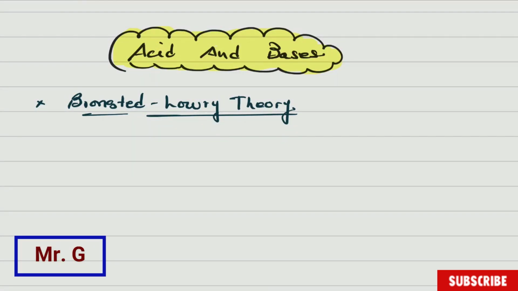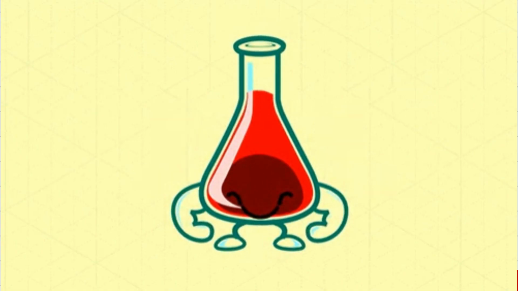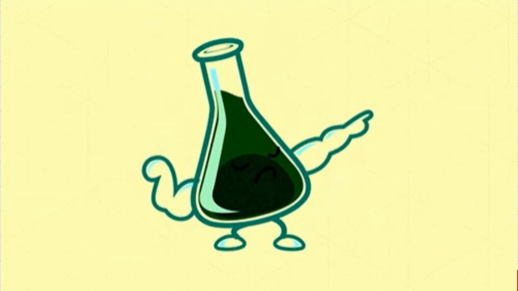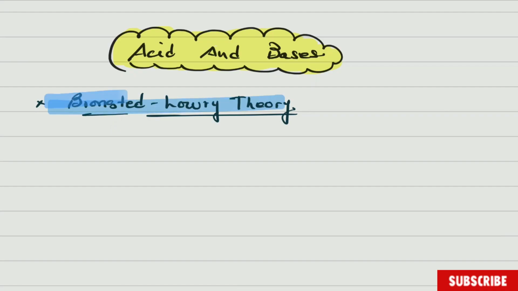With another video. This time we're going to be talking about acids and bases, mostly about the definitions and how to identify acids and bases, but we are going to only focus on the Bronsted-Lowry theory. We're going to explain that one.